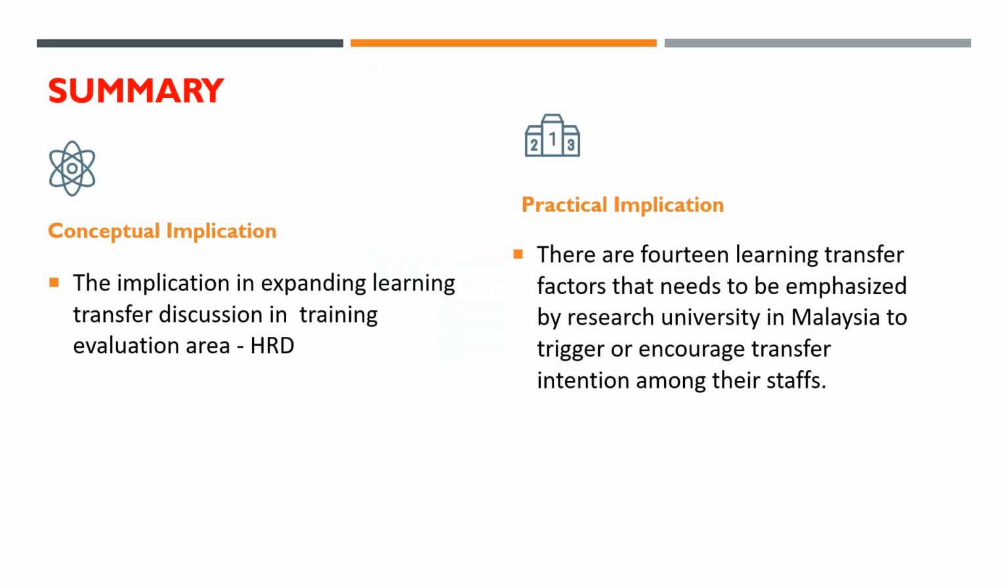And for the summary of this research, we conclude it into two implications: conceptual implication and practical implication. The conceptual implication shows the expansion of learning transfer discussion in the training evaluation area, under the human resource development field. And for the practical implication, there are 14 learning transfer factors that need to be emphasized by research universities in Malaysia to encourage transfer retention among their staff.